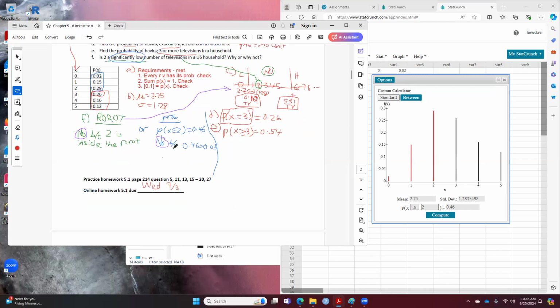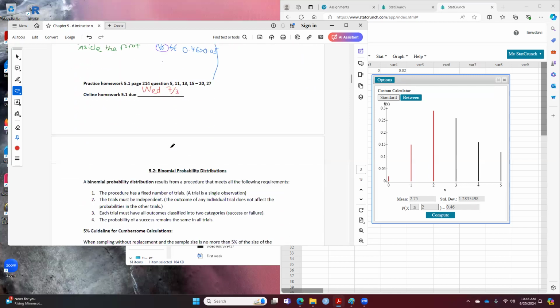Okay. Next, we're going to do 5.2, which is the binomial distribution. So this is still discrete. Just want to point out to you, this is still discrete. Okay. So for this section, we're going to do the binomial case.